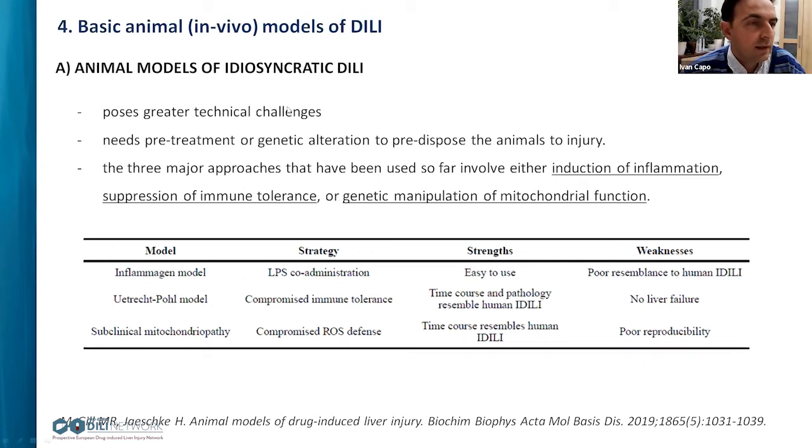Idiosyncratic DILI, as we say, has somewhat complicated technical challenges, and it needs pre-treatment, which can sometimes include genetic alteration, some immunosuppression, or some induction of inflammation in the animals. And after that, we apply some drugs, whose reaction we are interested in analyzing in the animal model.